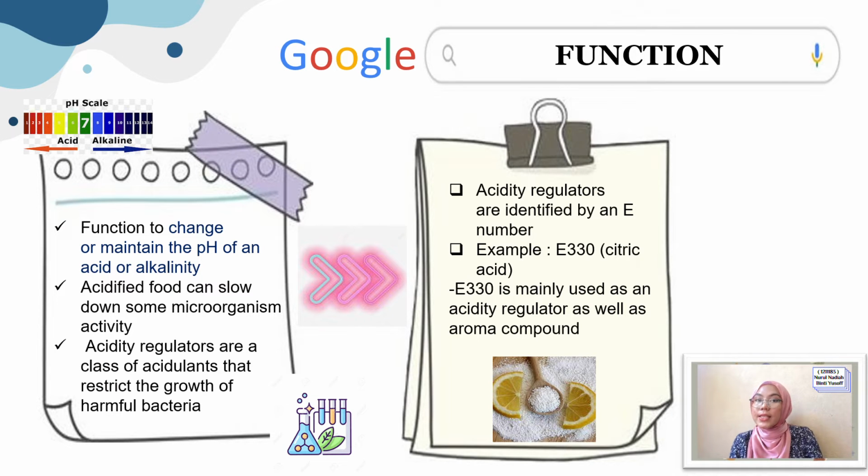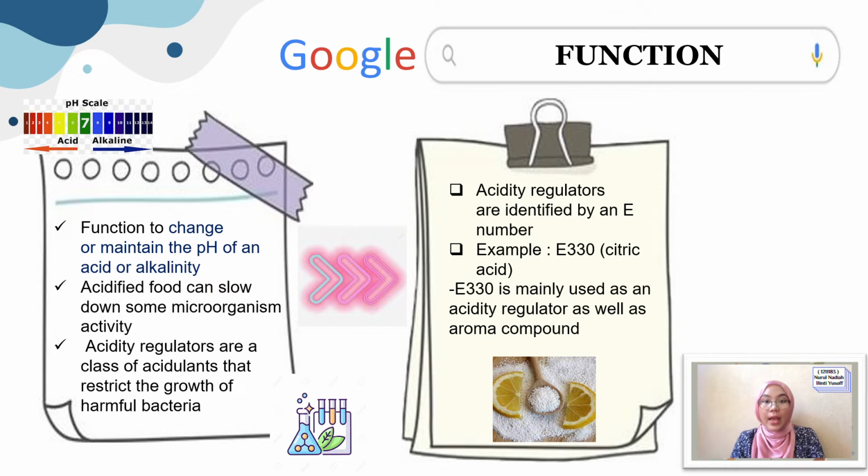Acidity regulators are used to change or maintain the pH of an acid or alkalinity, which is crucial for processing, flavor, and food safety. Some microorganisms, for instance, can be slowed down by acidified food. In addition, inadequate pH regulation can lead to the growth of harmful bacteria in the product, which could pose a health risk.